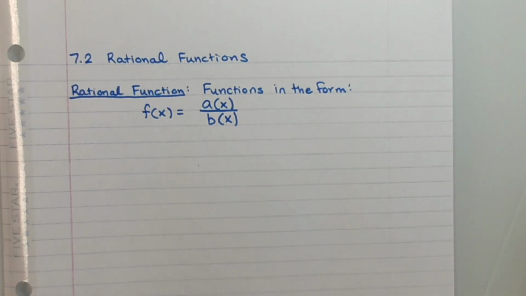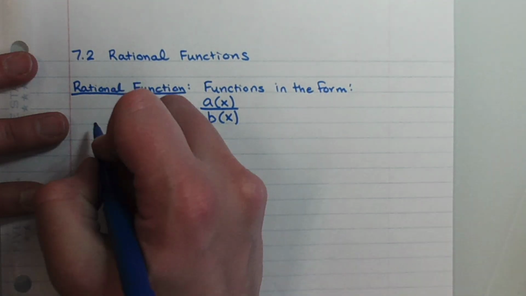A rational function is a fraction function. It's a function written in the form of a of x over b of x, where a of x and b of x are polynomials.